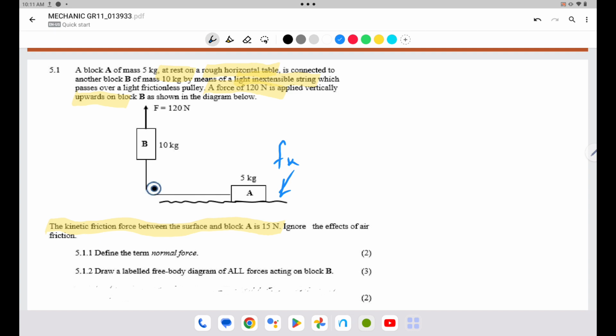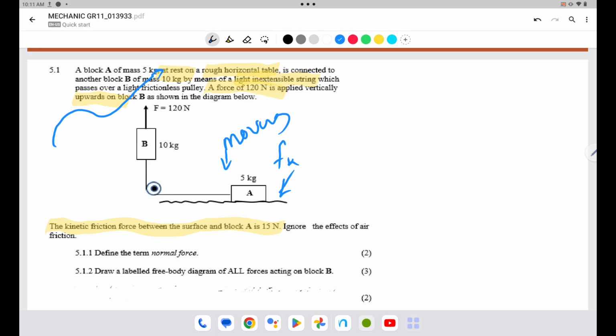Fk, or kinetic frictional force, is a force that opposes the motion of a moving object relative to the surface. Key word, moving. So what this tells us is block A is moving. And because these two blocks are connected to each other, if A is moving, it means that B is also moving. There was firstly one piece of information which says that the 5 kilogram block is at rest. It means initially it was at rest.